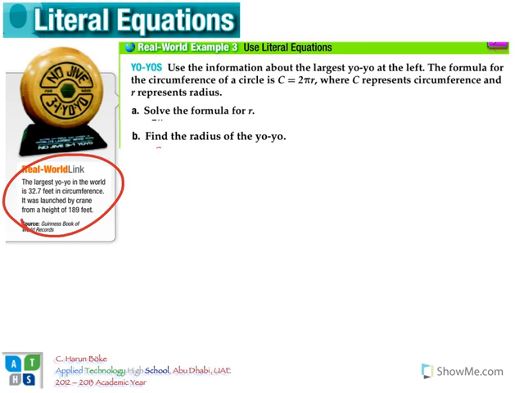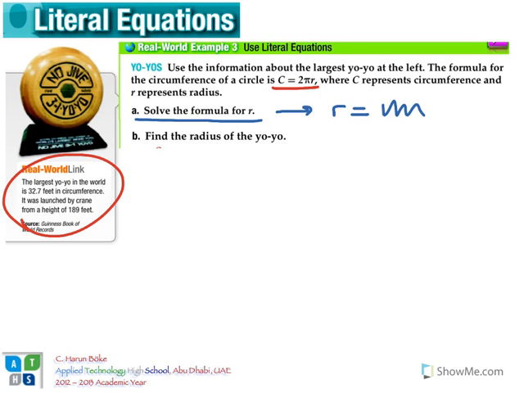Now, the formula for the circumference of a circle is C equals 2 pi r, R being the radius of the circle. Now in question part A, we are going to solve the formula for R, meaning we are going to do some operations and at the end we are going to write R equals something.